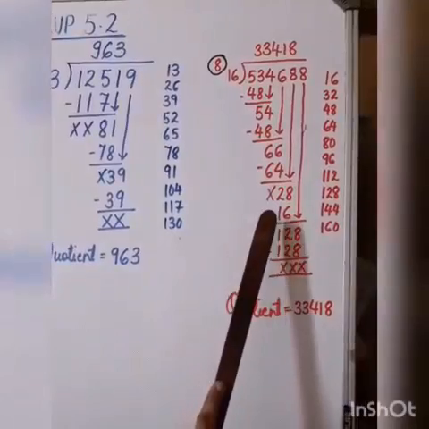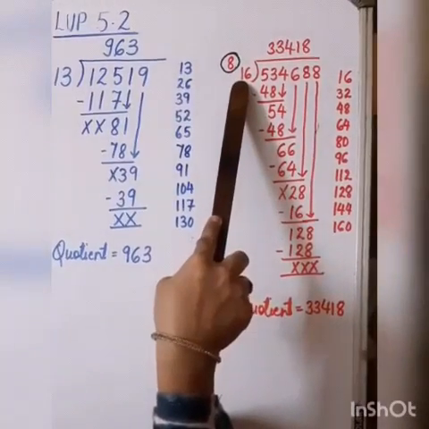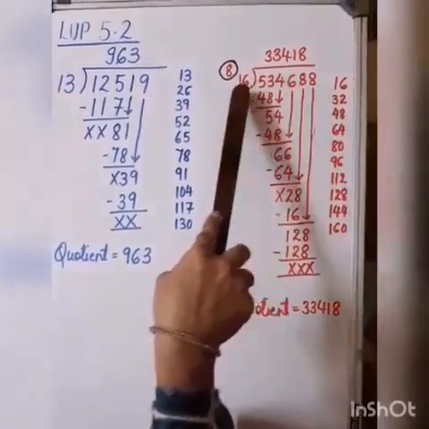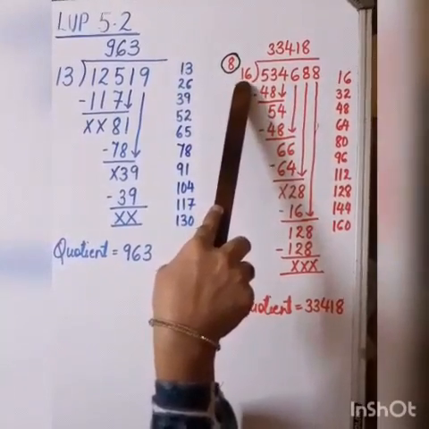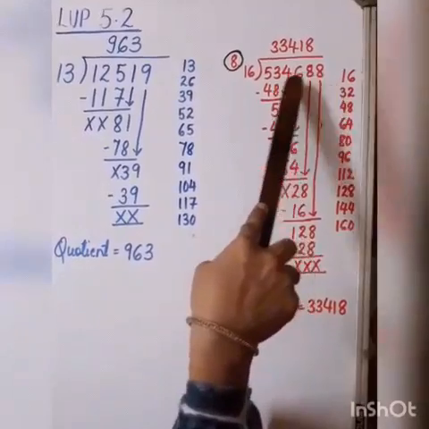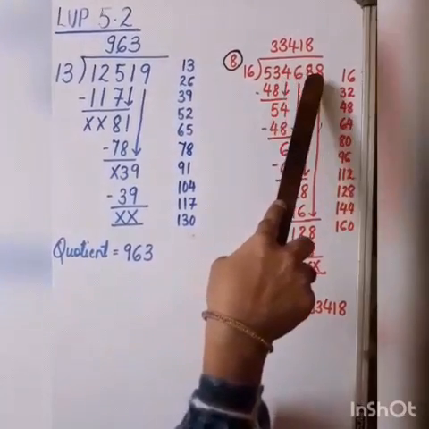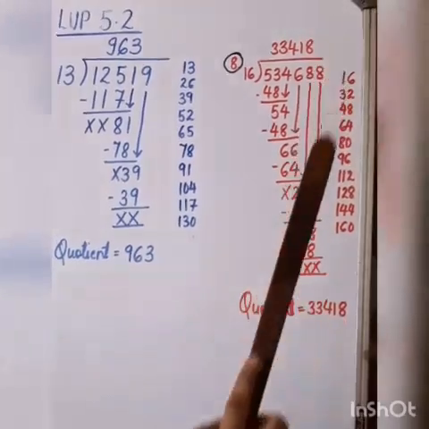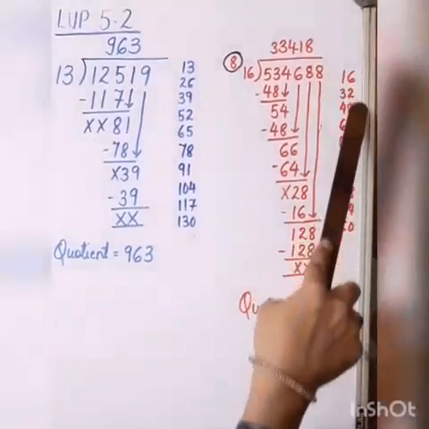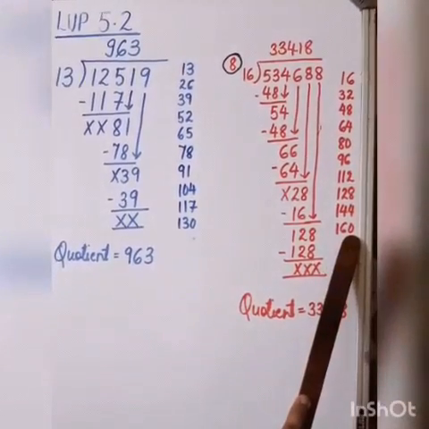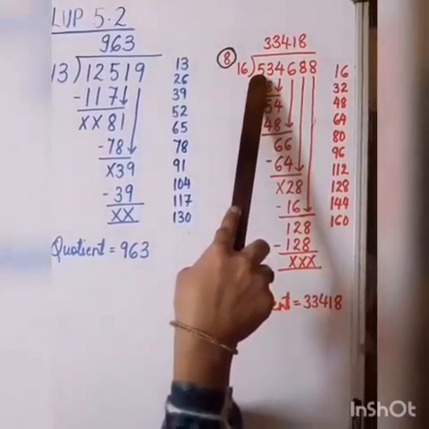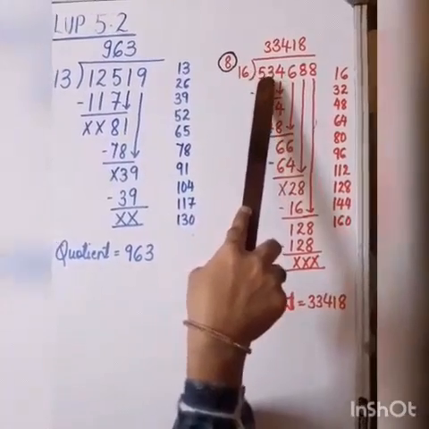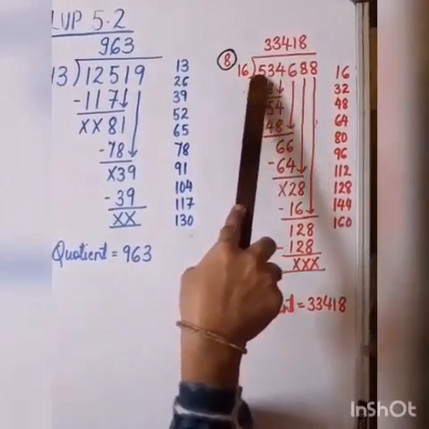Let's move to the next question, in which we have to divide the number by 16. So this is the divisor. Here our divisor is 16 and the dividend is 5,34,688. So here also I have written the table of 16. The first number is 5, which is less than 16. So we have taken 53.